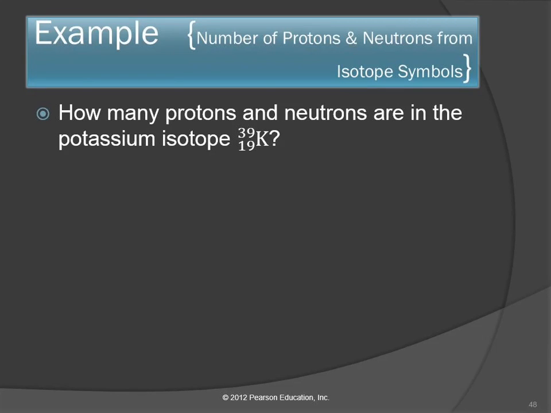So how many protons? 19. And how many neutrons? 20. So the number of neutrons comes by subtracting those. Okay? So there's information hiding in these little symbols.